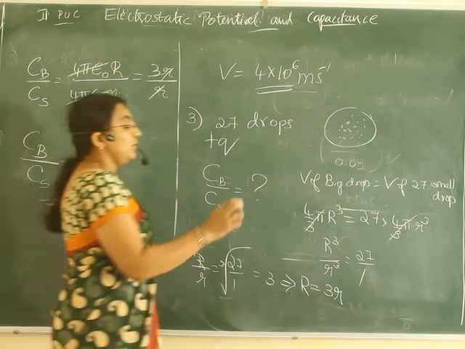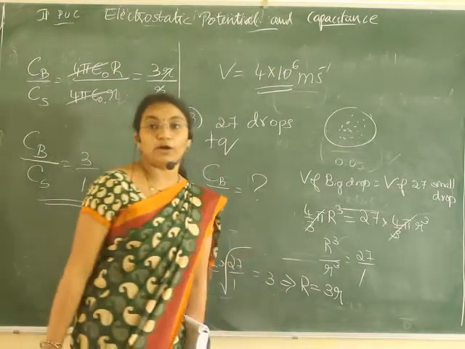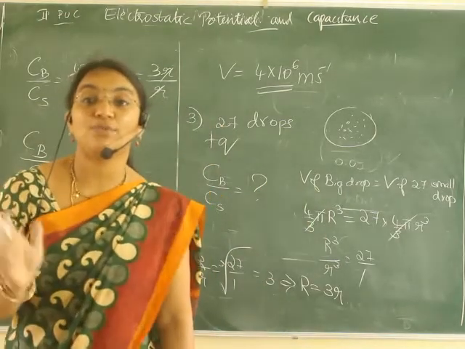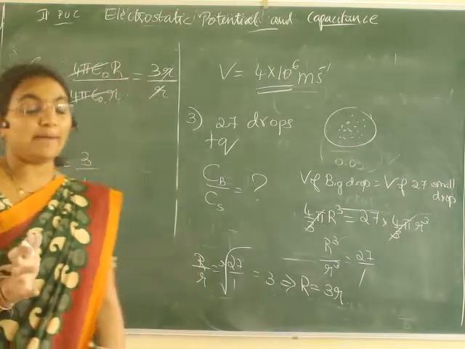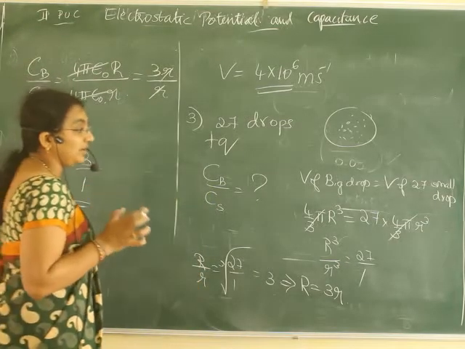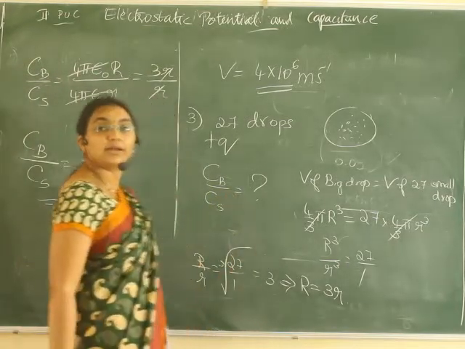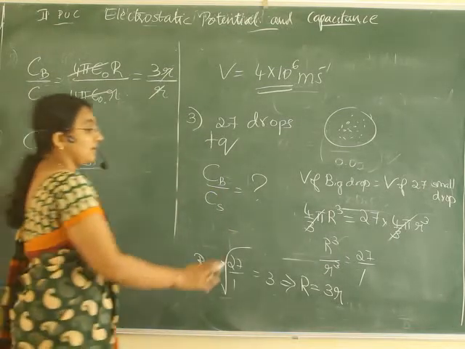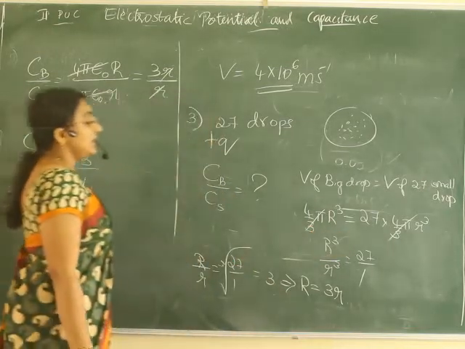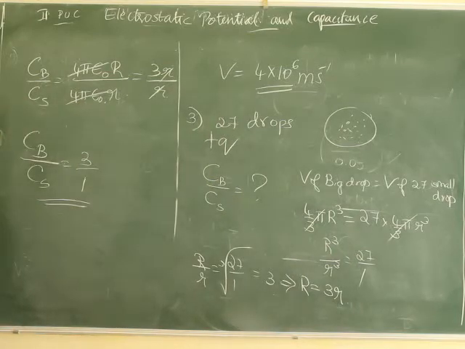What we have done? Volume of one big drop is equal to volume of the 27 small drops. So, combination of the 27 drops will give you one single big drop. So, using that concept, we have calculated the radius, then capacitance of the bigger drop by capacitance of the smaller drop. Next, question number 4.